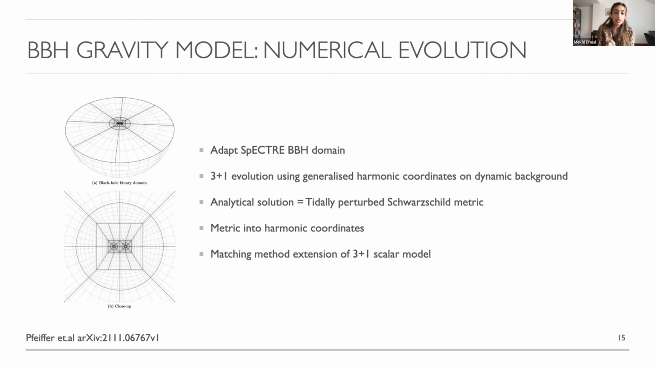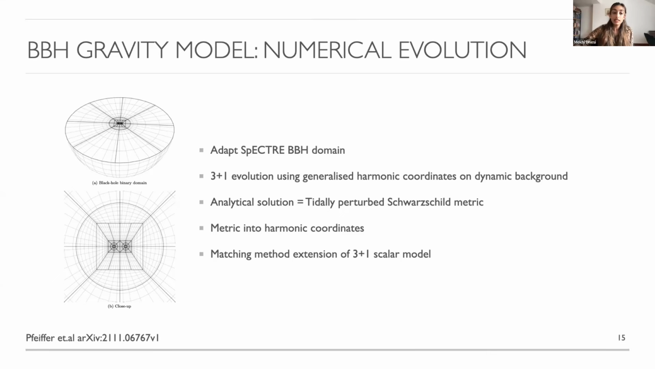These are the building blocks of the BBH gravity model. Again, we're going to be adapting the spectral domain, so there'll be the standard excision of the larger black hole from its horizon inwards. And then there will be an excision surrounding the smaller black hole in its entirety and a portion of the surrounding spacetime. Now, in this case, numerical relativity will be using the generalized harmonic gauge formalism, and the analytical solution will now be the full tidally perturbed black hole metric.